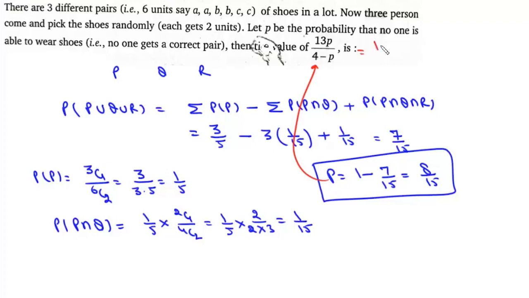So it will be this 13 into 8 by 15 and 4 minus 8 by 15. So it will be this 13 into 8 and this is 60. 60 minus 8 is 52. Now this is 4 and 2. So the answer to this question is simply 2.